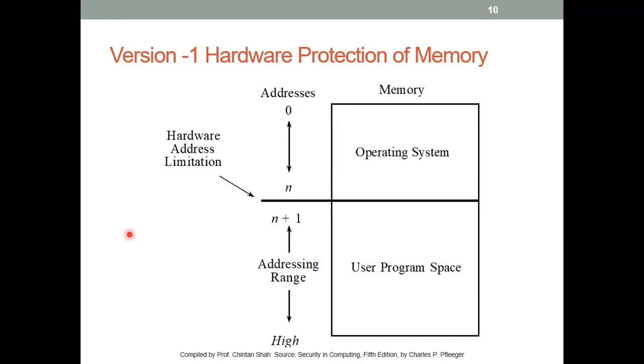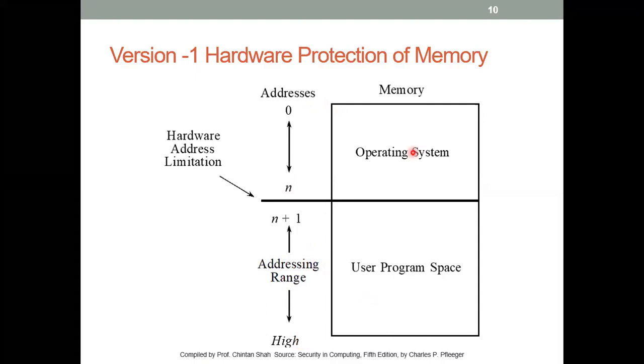So if you can see, at the nth location you have a fence there, whose name is hardware address limitation. Can you see this name? The name is mentioned: hardware address limitation. What the hardware address limitation is doing is protecting your memory, that is the operating system, from the user program space. So from the figure, you have a hardware protection of the memory. So you have a fence here. In this hardware address limitation, you can see the address is from 0 to n, and the user program space is running from n plus 1 to high.